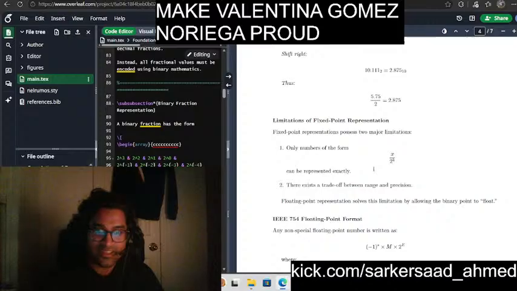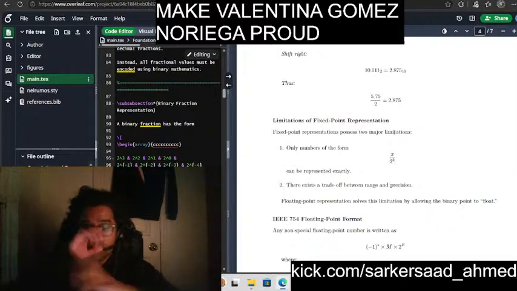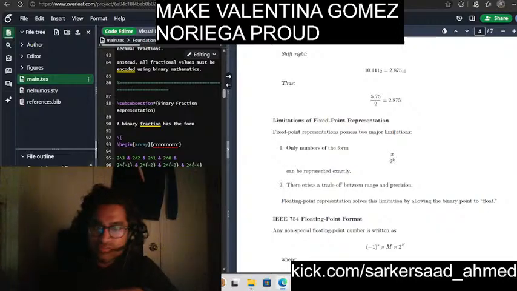It makes sense. And the limitations of fixed point. The fixed point representation possesses two major limits. Only numbers of the form x by 2 to the power k can be represented exactly. There exists a trade-off between range and precision.